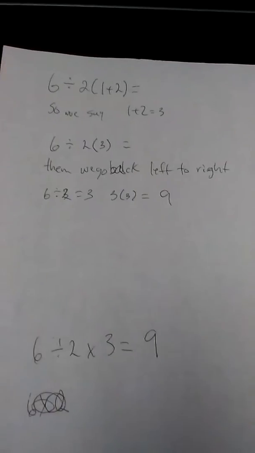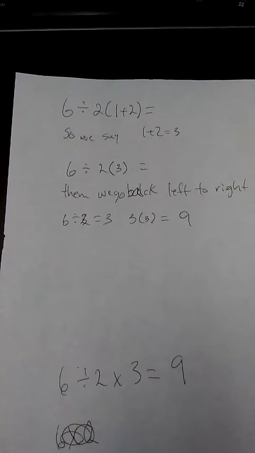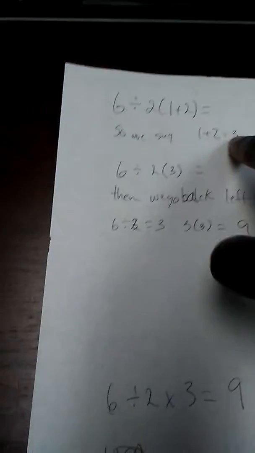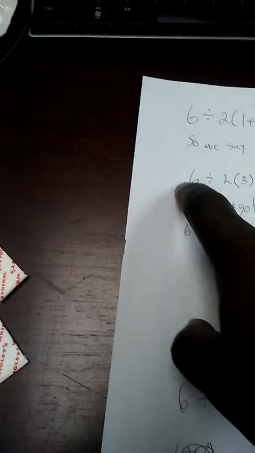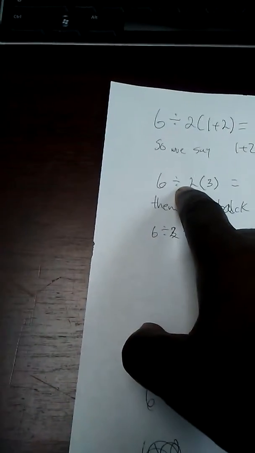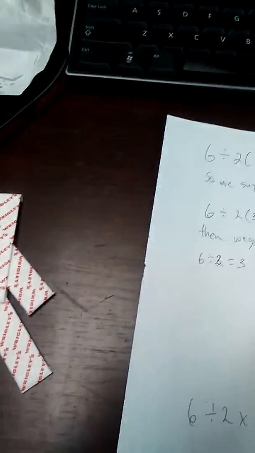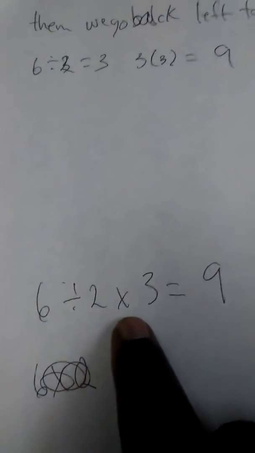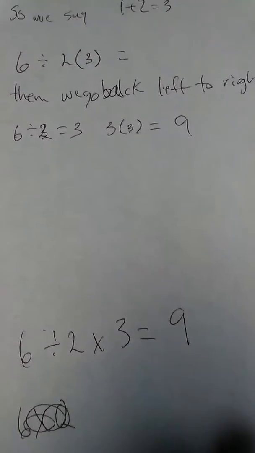If you look at this from PEMDAS, you see 6 divided by 2 plus, in parentheses, 1 plus 2. So we say 1 plus 2 is 3. We do the parentheses first. We get 3. Then we say 6 divided by 2 times 3. Then we go back left to right, and we say 6 divided by 2 is 3. And we multiply by 3, and we get 9. And so we get 9.